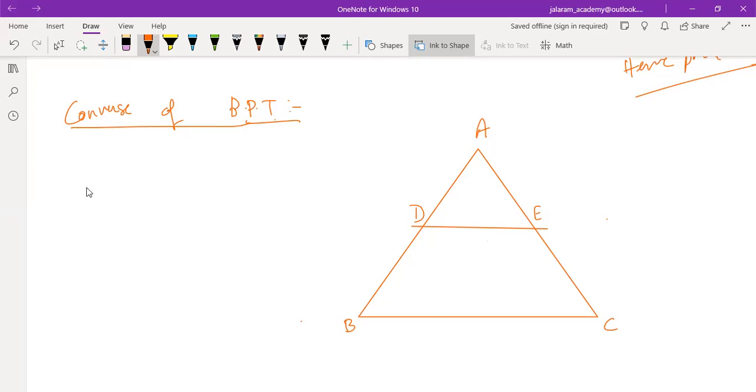This time it is just the converse. Converse means just the opposite of the basic proportionality theorem. So write the statement and learn it. In the next session, we will discuss it. A line intersecting any two sides of a triangle proportionally is parallel to the third side.